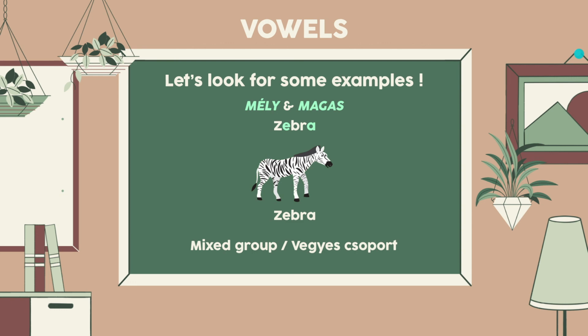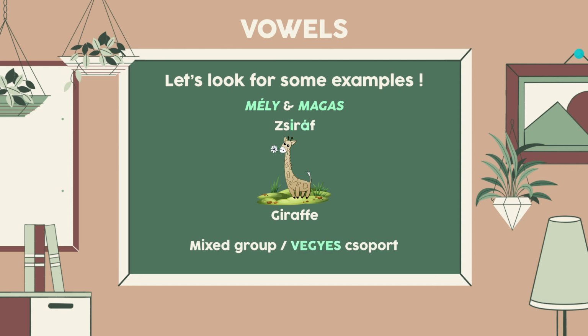And then the last example is gonna be giraffe. And as you can see, we've got two vowels again. We've got I and we've got a. And I is in the magas csoport or high group, and a, which is in the mély csoport or deep group. And this is why giraffe is gonna be in the vegyes csoport or mixed group.